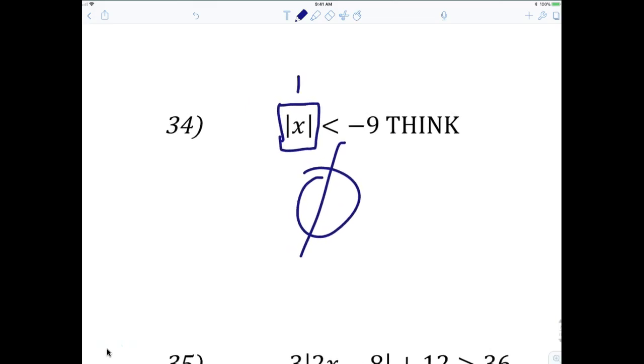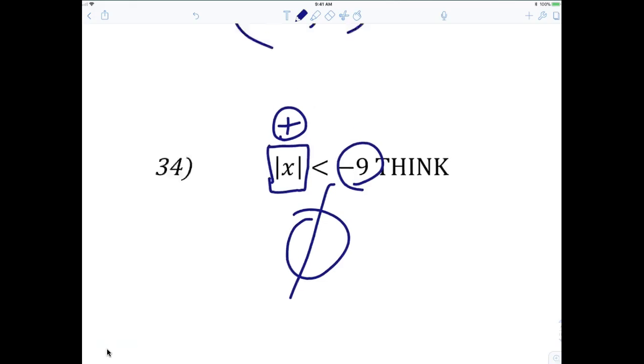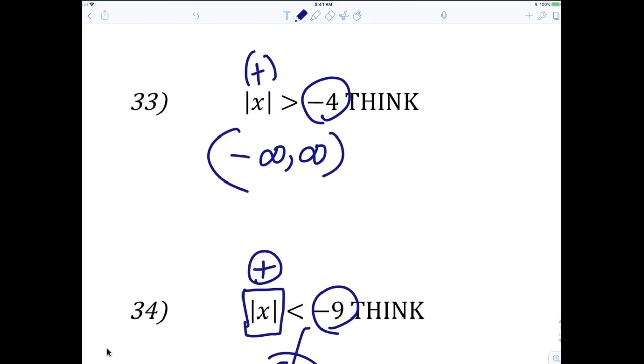Good. It's always going to be positive. Does that make sense or not? You sure that makes sense? So now my question to you is this. Listen. When is a positive less than a negative? That's why it's no solution. You with me? Now, if you go back on this one, when is the positive greater than a negative? That's why that's the answer now. You with me on that?